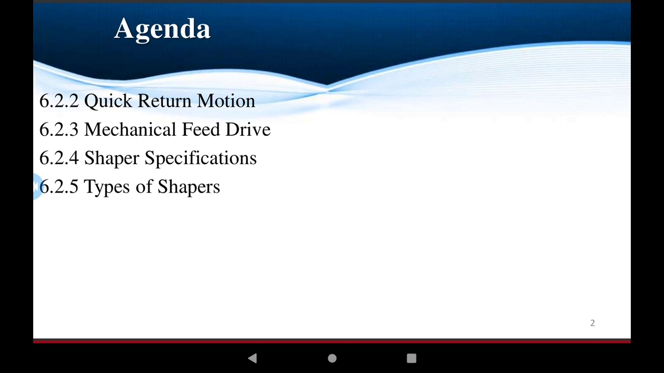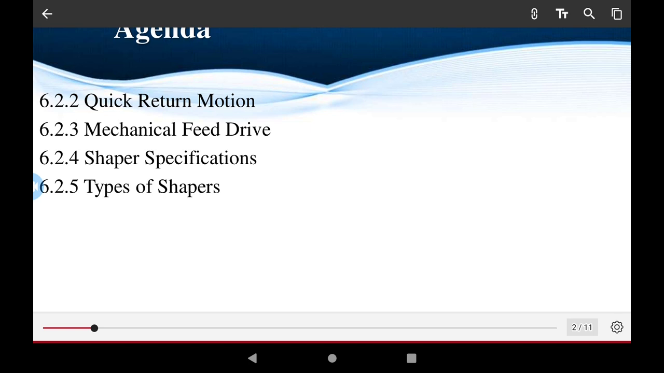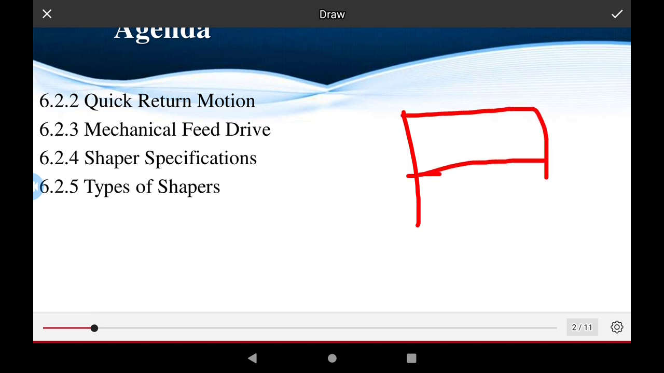What is the return? Return was also discussed in the last lectures. Suppose this is the top part of the planer machine. The top part of the planer machine is the ram. The ram also moves with a reciprocating motion, and reciprocating motion is linear motion, forward and backward.